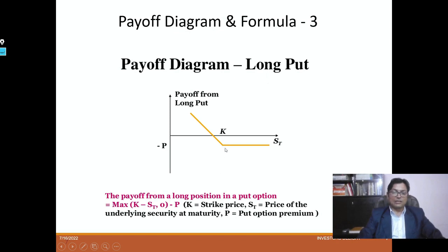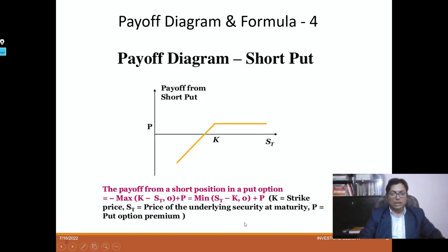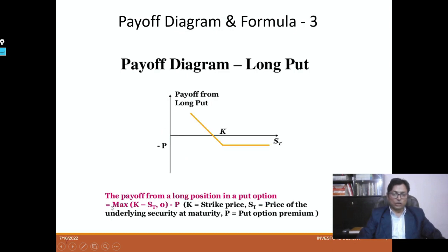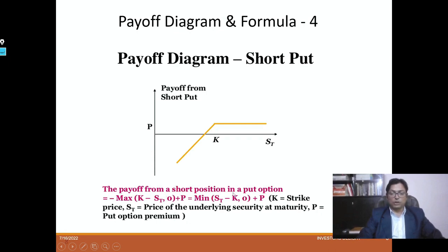And again for the reverse case, that is selling a put option or writing a put option, we have the opposite equation of this one. We put a minus here and a plus here before p, and this becomes the payoff from a short position in a put option. It can be restructured as minimum of ST minus K comma 0, so instead of minus we remove the minus, instead of max we make it min, and we write ST minus K comma 0, and we add this with p. That way we can restructure this equation, and this is the equation for the short put option.